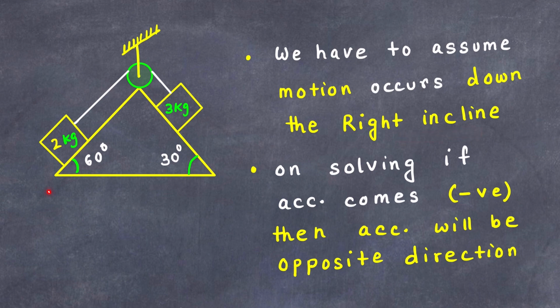So that means this is the left incline, this is the right incline, right? Down the right incline means this direction, right? So we have to assume the motion will take place in this direction. That means the 3 kg block will move down and the 2 kg block will move up.